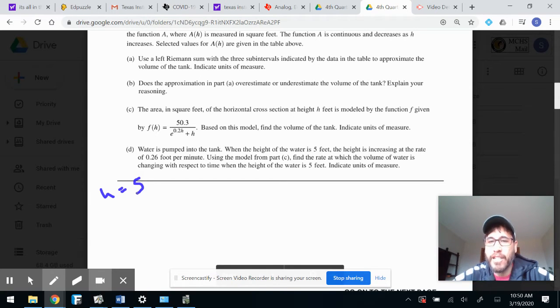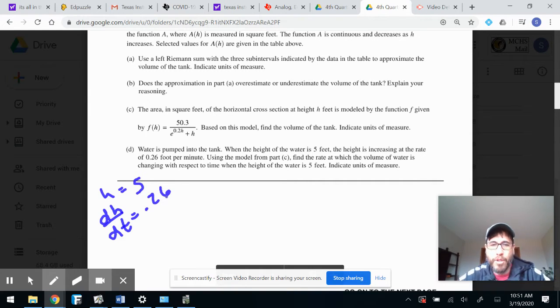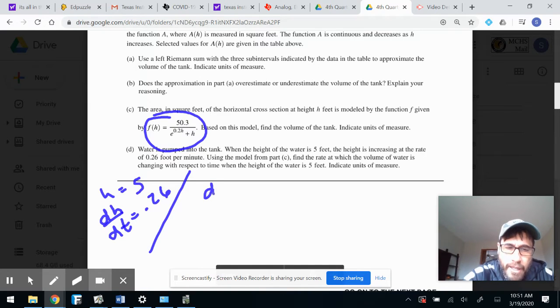The height is increasing at a rate. Ooh, it's increasing. That means this looks like a related rates type of question, right, class? So dh/dt equals 0.26. I'm using the model from part C. Find the rate. Rate means derivative, at which the volume of the water is changing. So we want to find dV/dt. That's what we're trying to do: find the rate that the volume is changing when the height is 5.